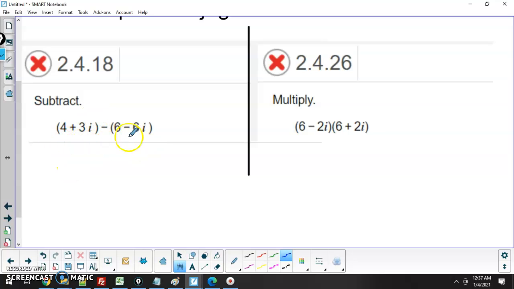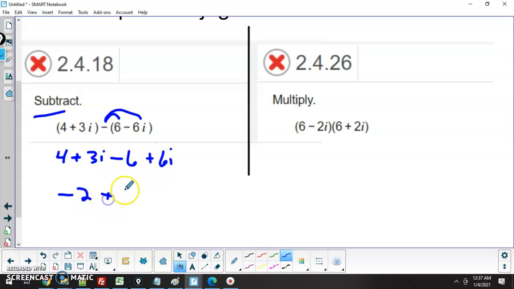This one here, you basically have to remember that there's a minus sign, so you're not FOILing on this one. You are subtracting. Even if it didn't have a subtract there, you need to subtract. So you have to distribute that minus sign in. That changes the sign on 6 to be -6, and the sign on -6i to be +6i. When you're combining two complex numbers, you combine the real parts: 4 minus 6 is -2. Then combine the imaginary parts: 3i plus 6i is 9i. So that's basically it for that one.